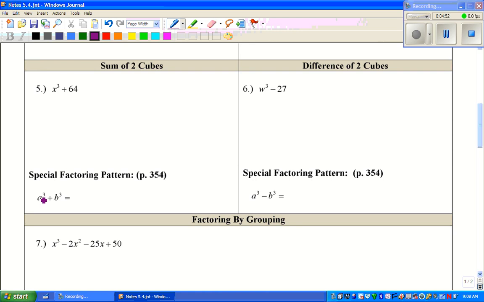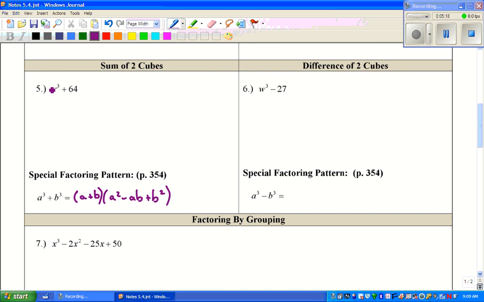Your pattern is going to be, if you have a to the third power plus b to the third power, you're going to factor it out as a plus b, and then you're going to have a squared minus ab plus b squared. So it's very important in this one to be able to identify what your a and your b values are, okay?